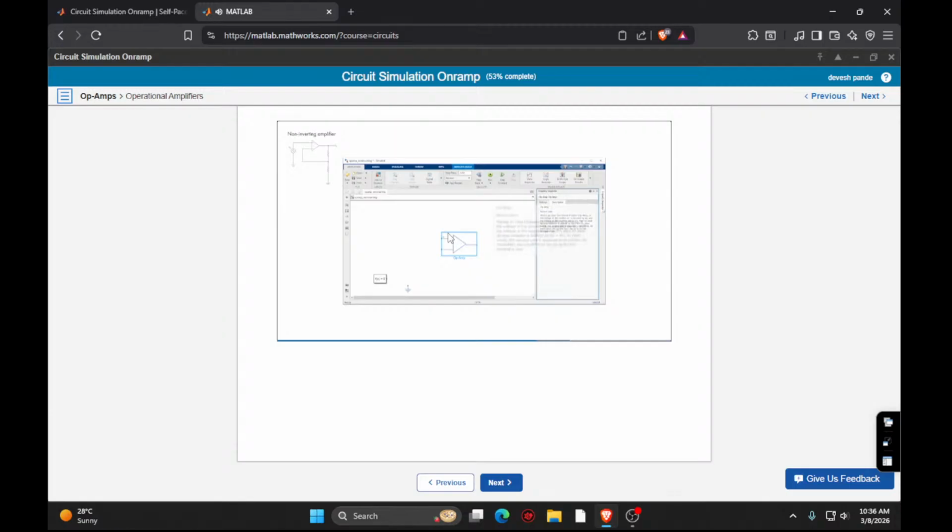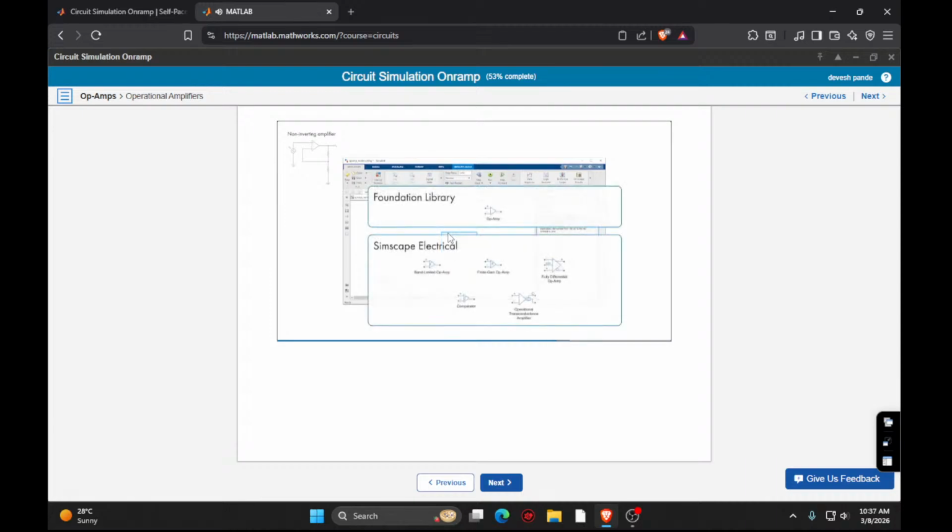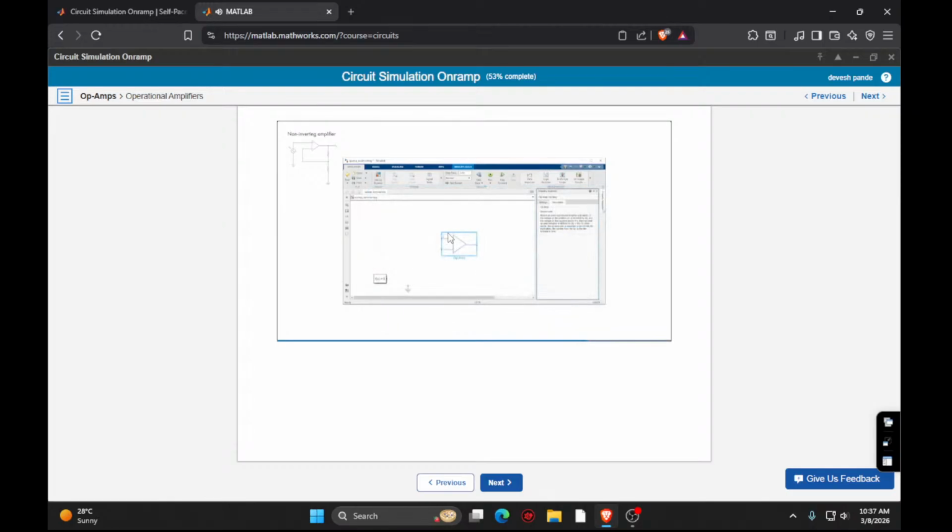As you may recall, the ideal op-amp is a standard set of assumptions used to describe most op-amp behavior. However, if you do need to capture non-ideal behaviors, such as finite gain or limited bandwidth, the SimScape electrical library has other op-amp implementations. In this course, we will always assume ideal behavior.